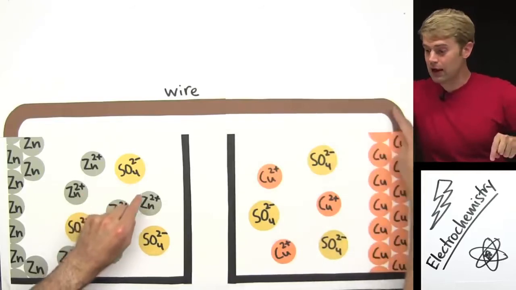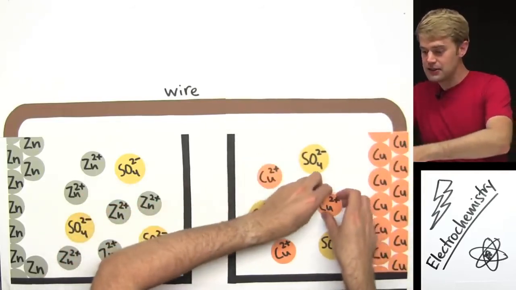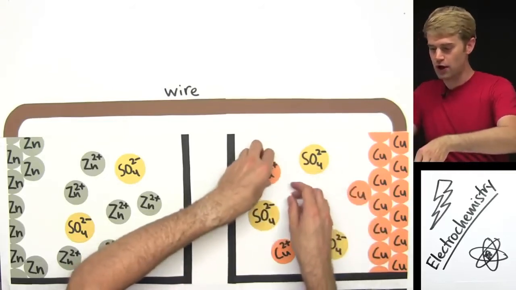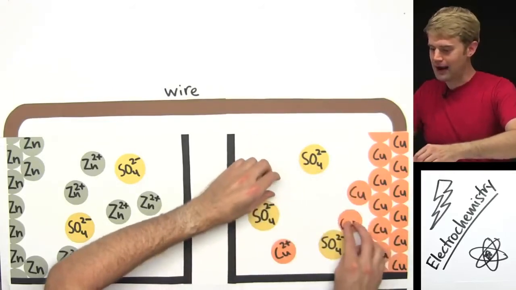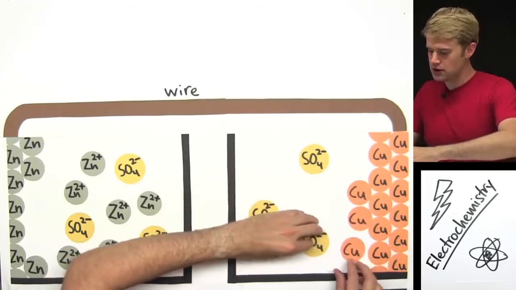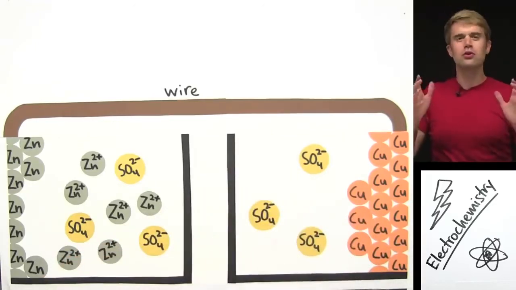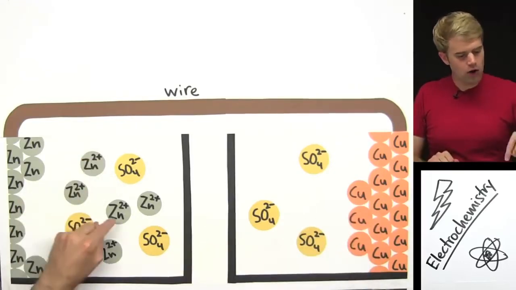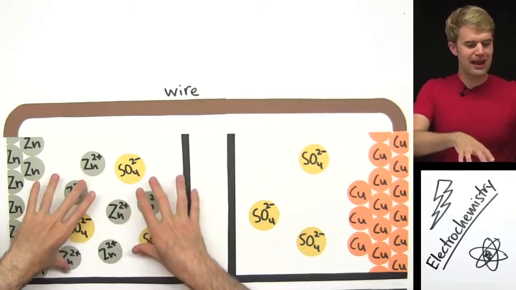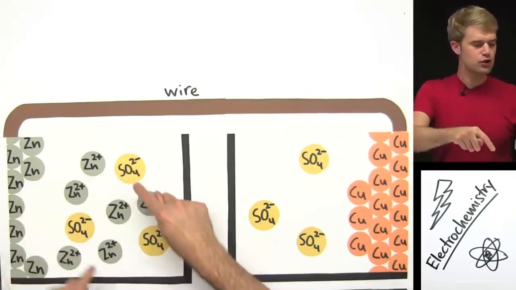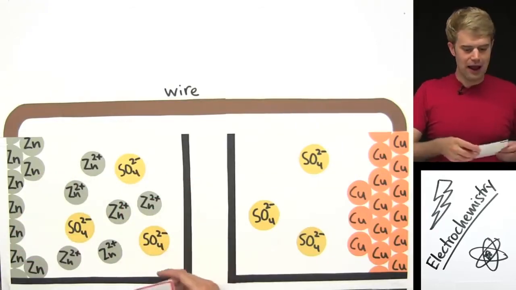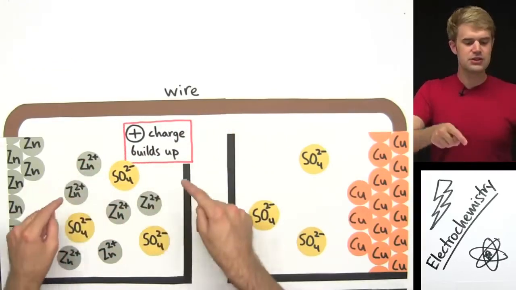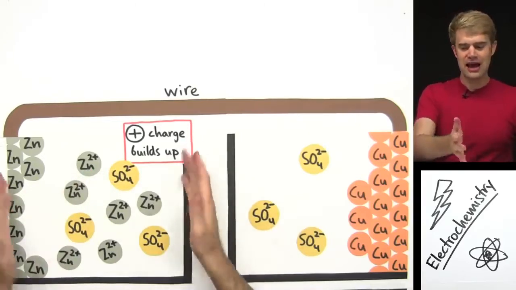Now over here, as electrons come over, these Cu2+ ions will turn into neutrally charged copper atoms and attach to the metal. Now look at what's happened to the charge here, okay? Now we have all of these Zn2+, but we have only a few of the SO4 2-. So after just a little while, positive charge really begins to build up in this half cell.